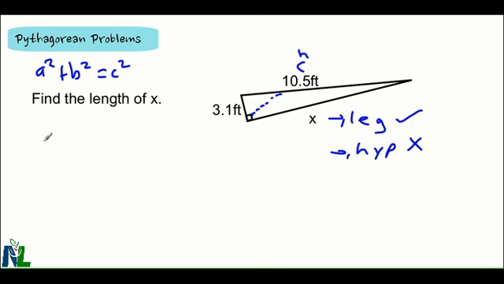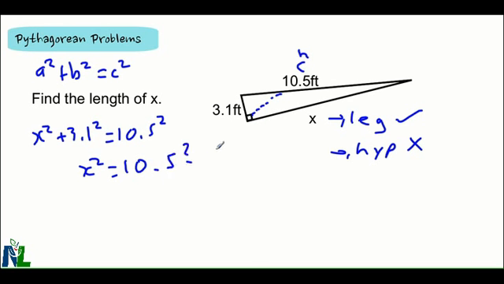So when I set up my Pythagorean theorem, I'm going to use x and 3.1 as my legs. So x squared plus 3.1 squared equals 10.5 squared. So my first step here would be to subtract 3.1, sorry, 3.1 squared from both sides. So if I subtract 3.1 squared from this side, I'm just left with x squared. And over here I'll have 10.5 squared minus 3.1 squared.